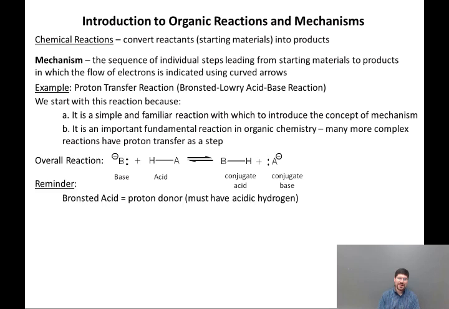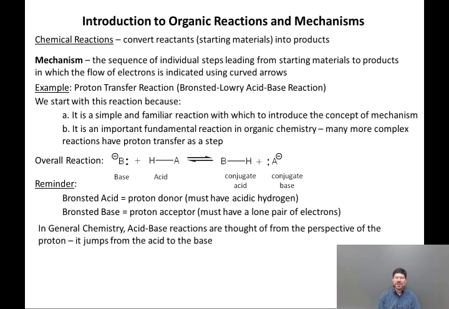Remember that a Bronsted acid's definition is that it is a proton donor, meaning that it must have an acidic hydrogen. A Bronsted base's definition is that it's a proton acceptor, which means it must have a lone pair of electrons. So in general chemistry, acid-base reactions were thought of from the perspective of the proton. We say that the proton is being transferred, it jumps from the acid to the base.